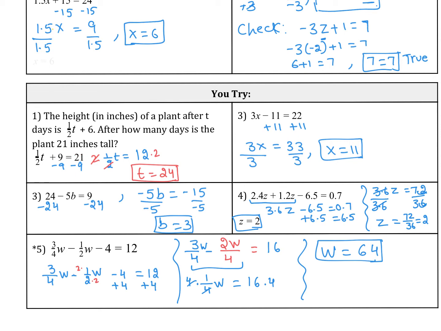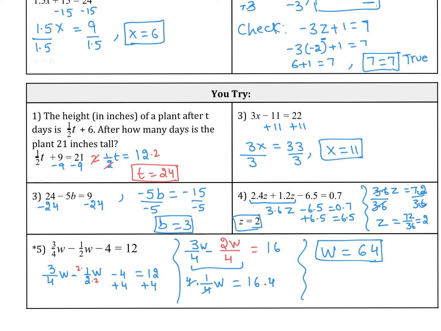Number 2 is 3x minus 11 equals 22. To solve for x, you add 11 on both sides. You get 3x equals 33. Then you divide by 3 on both sides. The 3 and 3 cancel, so x equals 11.